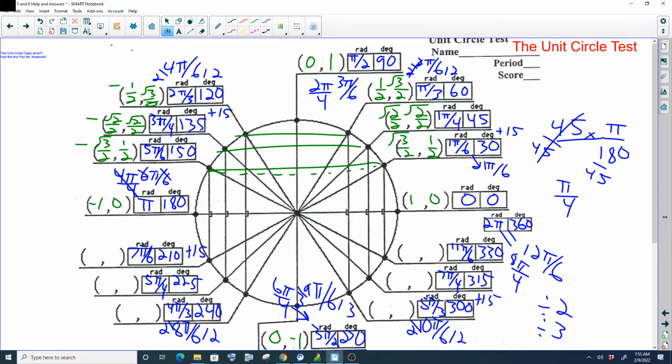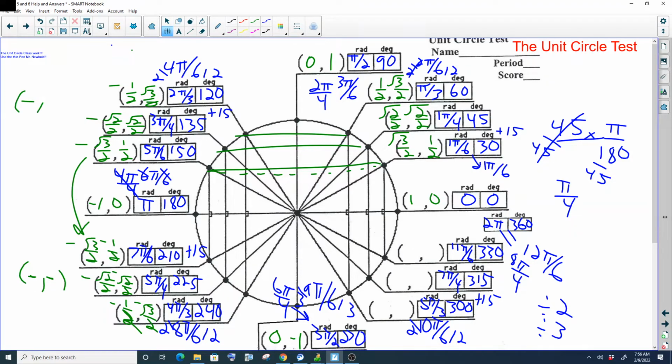And then we're going to bring it straight down now. So this is still radical 3 over 2, 1/2. This is still radical 2 over 2, radical 2 over 2. And this one's 1/2, radical 3 over 2, right? And so this is going to be negative, negative, right? We're negative, negative in the third quadrant.